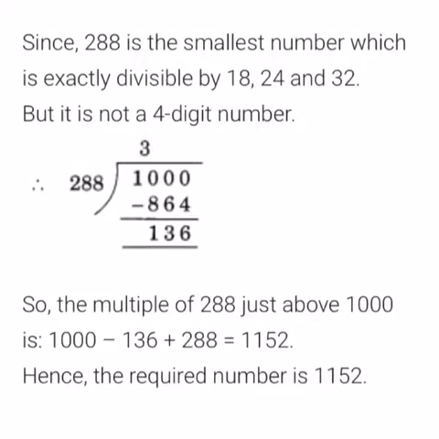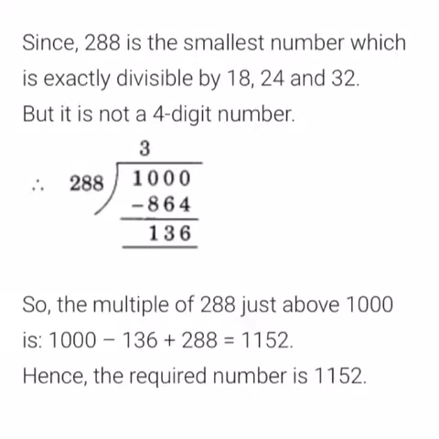So children, we will divide 1000 by 288, because if 1000 is divisible by 288, it will be divisible by 18, 24 and 32 also. But you can see here that when 1000 is divided by 288, we get 136 as the remainder. That means 1000 is not a 4-digit number which is exactly divisible by 18, 24 and 32.